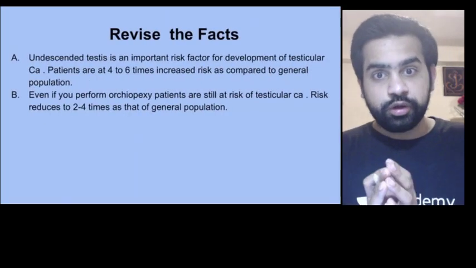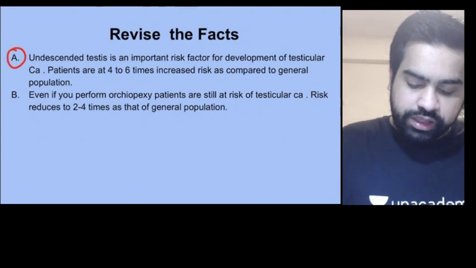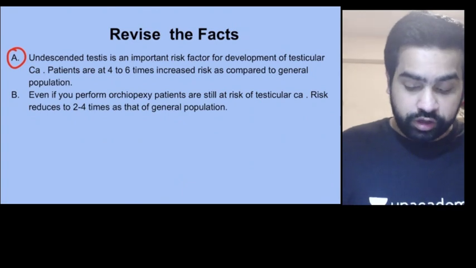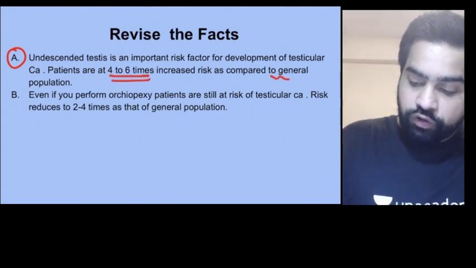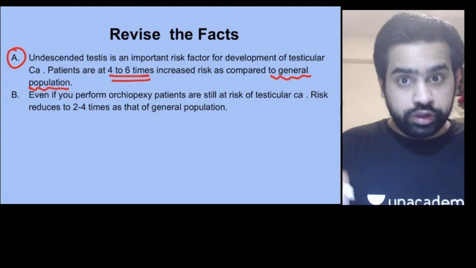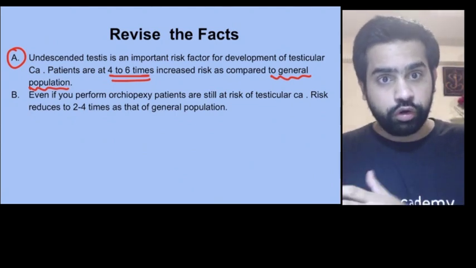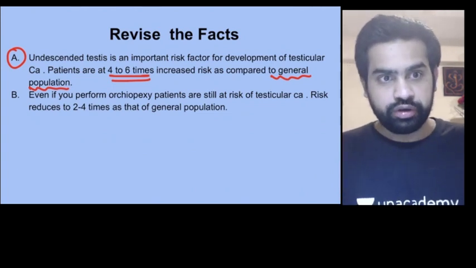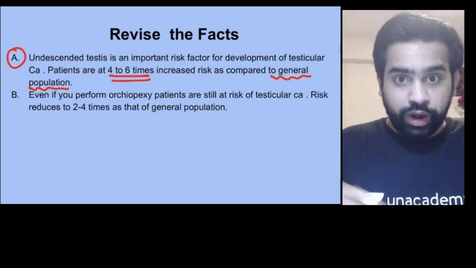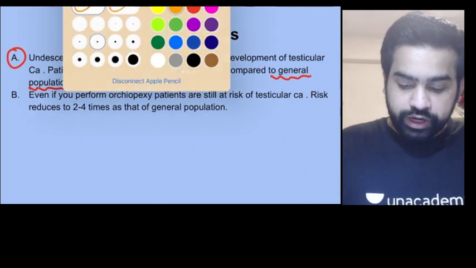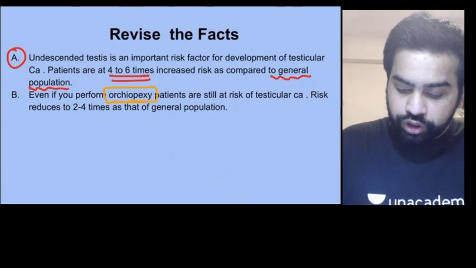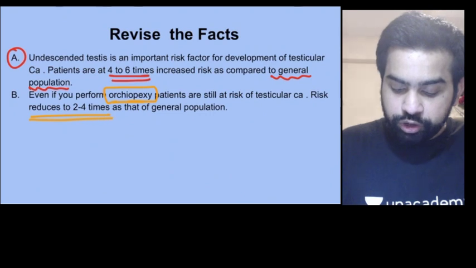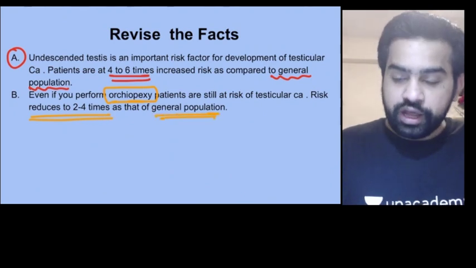So let us look at some good facts. What are these facts? If somebody has an undescended testes, what is the risk of a testicular carcinoma? The risk of testicular carcinoma is 4 to 6 times that of the general population. But if you have done an orchidopexy, if you were able to do an orchidopexy in this particular patient, the patient will still be at a risk, but the risk will be lesser. So this risk reduces to 2 to 4 times that of the general population, but it doesn't become 0.